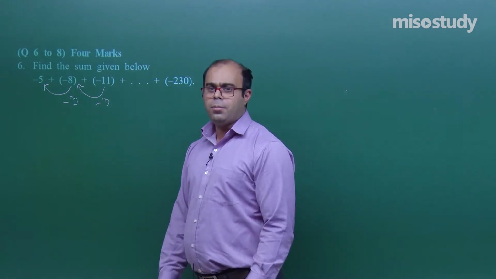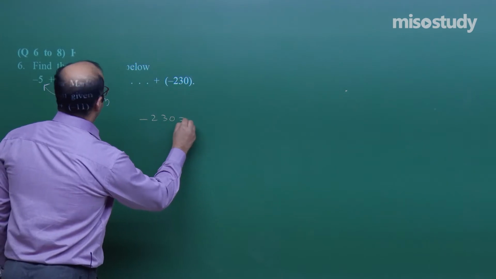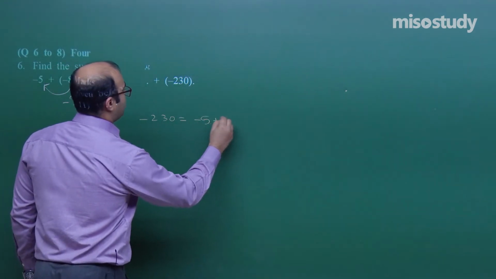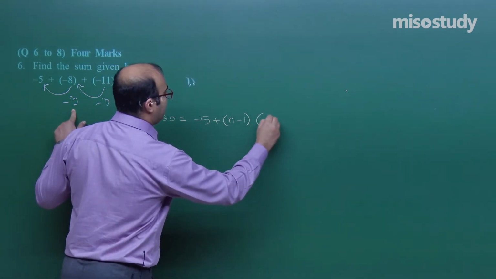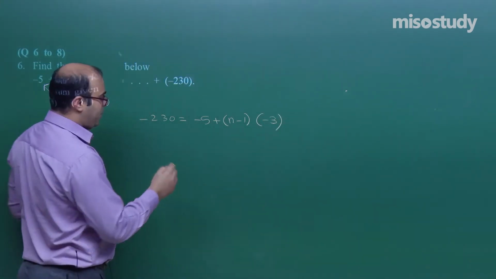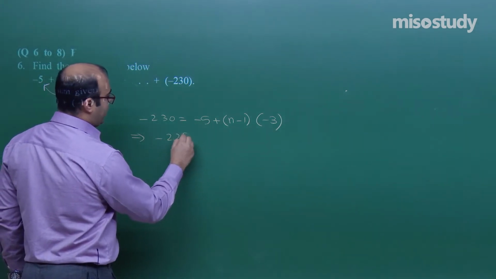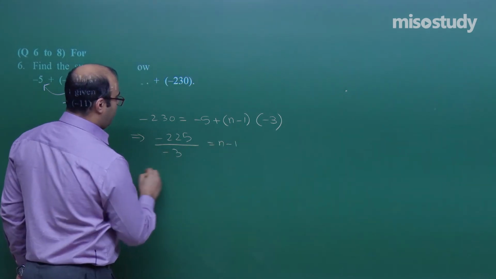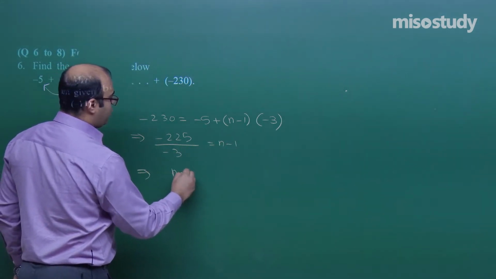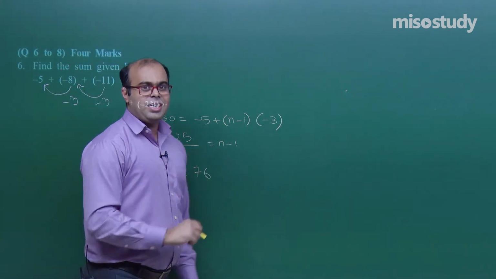So, can we find the number of terms? Yes. The last term is minus 230 and the first term is minus 5. Suppose n is the number of terms, n minus 1, and what is the common difference? Minus 3. It is a decreasing AP. So, this implies minus 230 plus 5, that is minus 225, divided by minus 3, is equal to n minus 1. So, what do we finally get? n is equal to 75 plus 1, 76. So, there are a total of 76 terms.